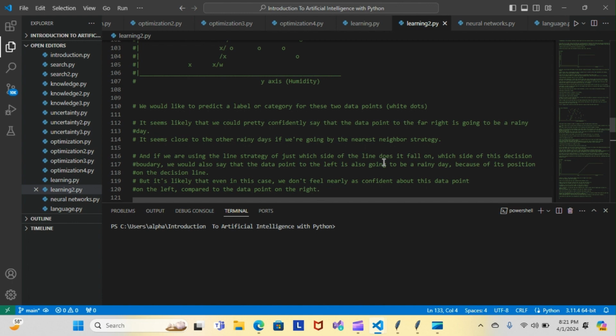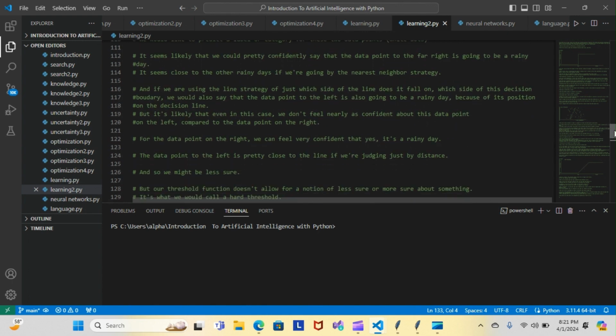But it's likely that even in this case, we don't feel nearly as confident about this data point on the left compared to the data point on the right. For the data point on the right, we can feel very confident that yes, it's a rainy day. The data point to the left is pretty close to the line if we're judging by distance, and so we might be less sure. But our threshold function doesn't allow for a notion of less sure or more sure about something. It's what we call a hard threshold.